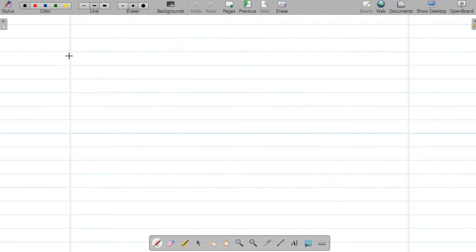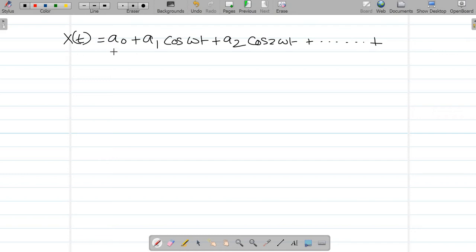Okay, so we have introduced the Fourier series representation. So x of t can be represented as a naught plus a1 cos omega t plus a2 cos 2 omega t, and it goes on like this, and then finally we have b1 sin omega t plus b2 sin 2 omega t, and it goes on like that. Now this type of representation is known as the trigonometric Fourier series representation.